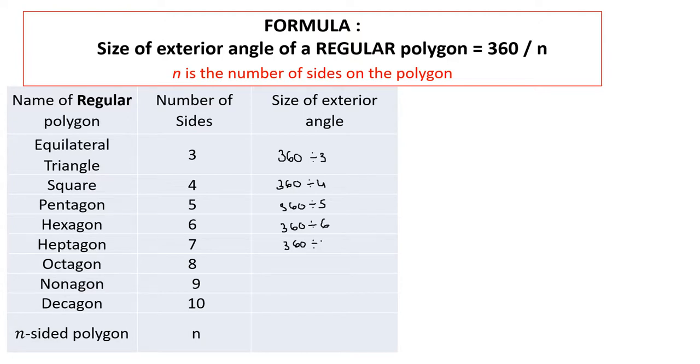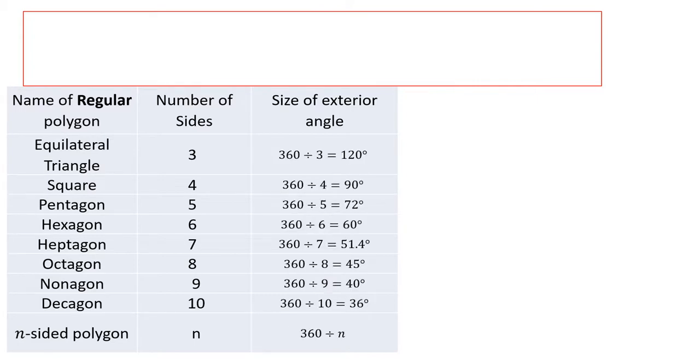And obviously, using your calculator, calculate what each one of these equals. Octagon 360 divided by 8, a nonagon is 360 divided by 9, a decagon is 360 divided by 10, and then our n-sided polygon is 360 divided by the number of sides, and our number of sides is n, because we actually don't know it at the moment. And then all you have to do is just find the answers to these. Obviously this one's not going to have an answer, but all the others will. This one just stays as a formula of 360 divided by n. And it should look something like that.